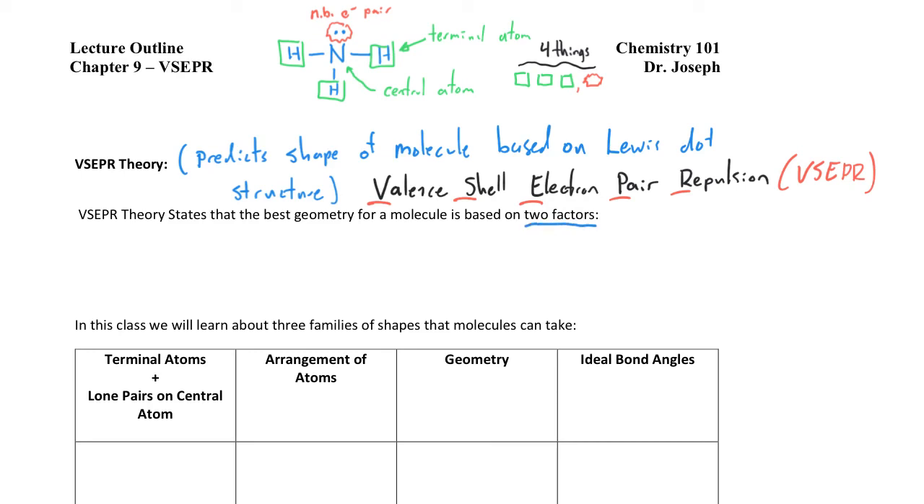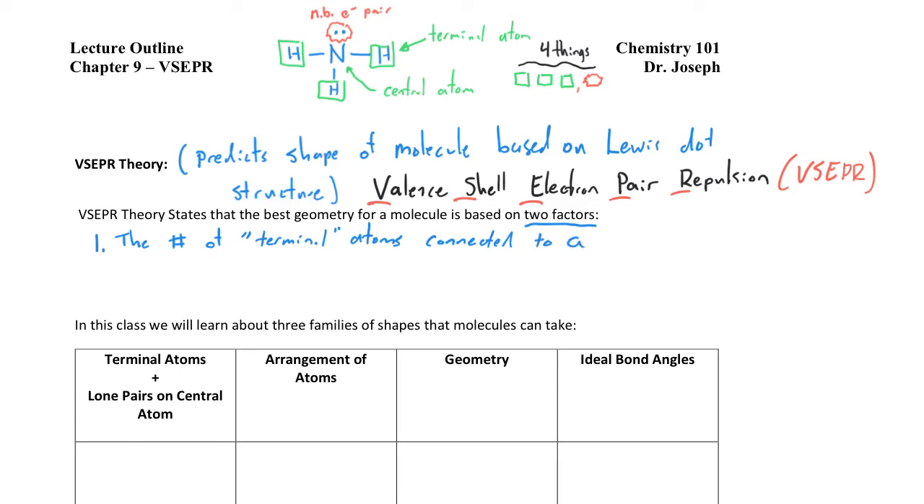So let's write this down. VSEPR theory states that the best geometry for a molecule is based on two factors. The first factor being the number of terminal atoms connected to a central atom. So if we draw the Lewis structure, we can count up the number of terminal atoms, and this is one factor that we need to consider.